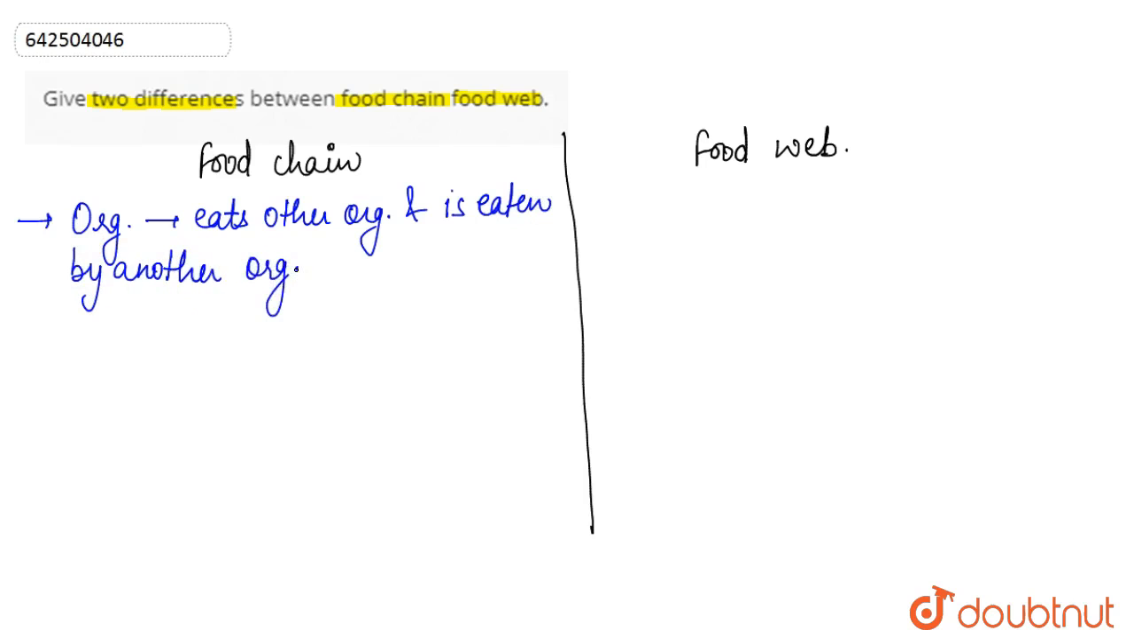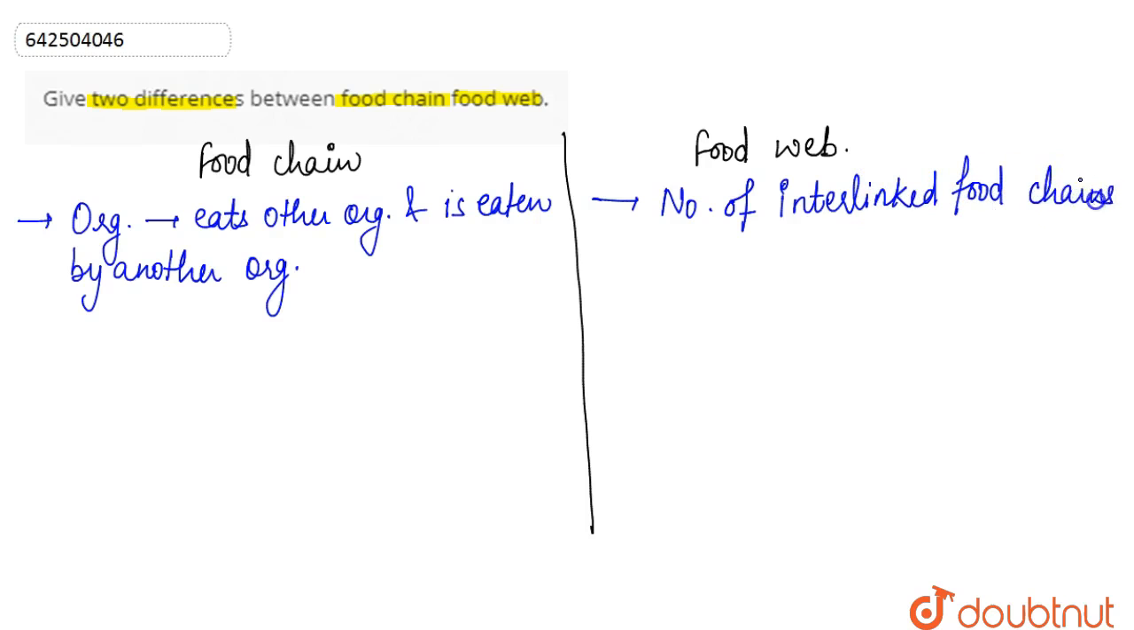If we talk about the food web, the food web basically consists of a number of interlinked food chains. When so many food chains are interlinked, that's known as the food web.